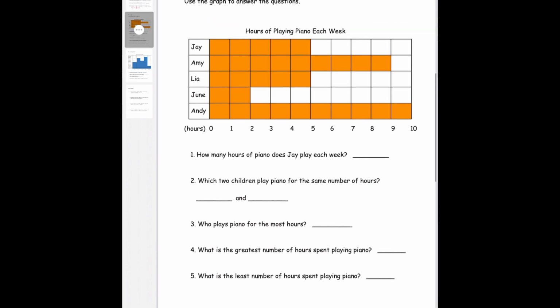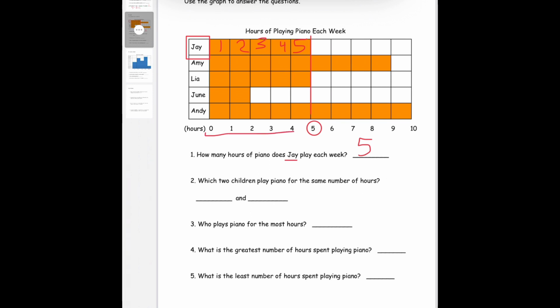Okay, let's do page number 2. Use the graph to answer the questions. Number 1, how many hours of piano does Jay play each week? So first it's asking about Jay. So we found Jay right here. So let's see. Jay has up to 5 hours. Just look down and read the table, and it says 5. And also you could count 1, 2, 3, 4, 5. So Jay plays 5 hours of piano each week.